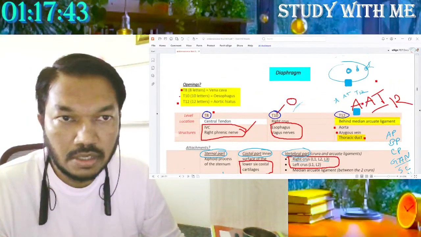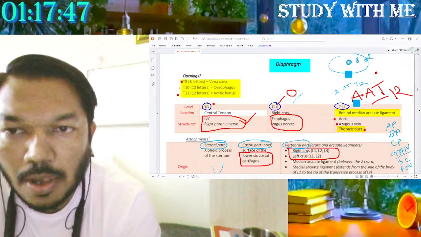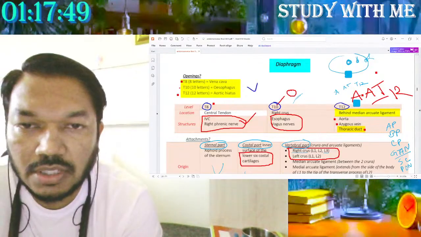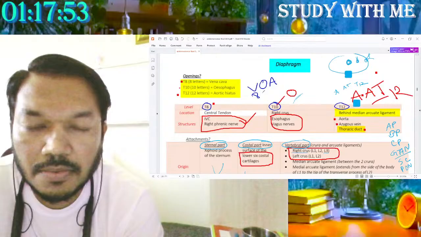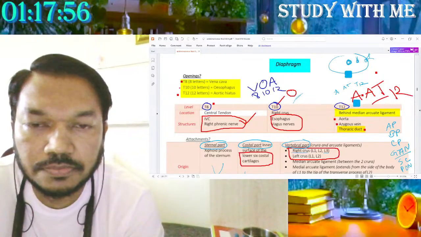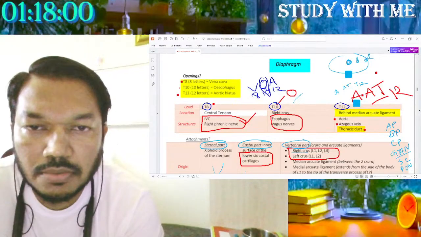I used to remember it as BOA. B, O, A. 8, 10, 12. The 0 in 10 stands for O.